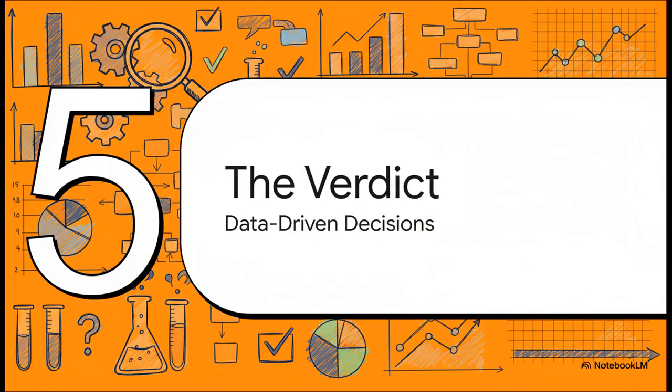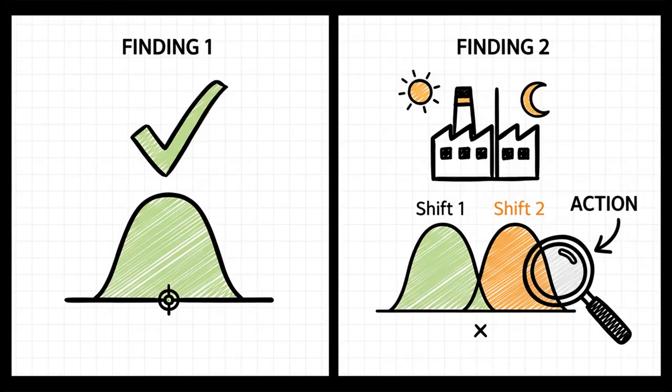All right, let's bring this whole investigation to a close. After running these two statistical tests, what did we actually learn? What's the final data-driven verdict? Here's the complete picture. Finding number 1, the first test confirmed the good news. The overall process is on target. But finding number 2 is the real bombshell. There's a hidden problem. Shift 2 is producing bolts that are significantly longer. So the action item is crystal clear. Go investigate what's causing this variation between the shifts.